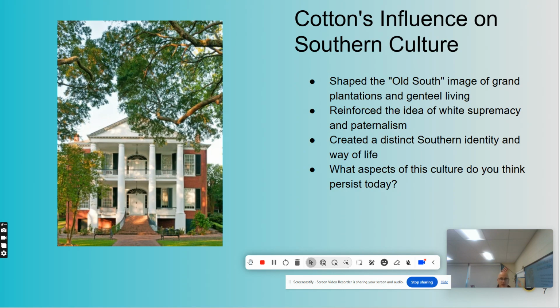Cotton's influence on Southern culture. Cotton is going to shape the Old South image of grand plantations and genteel living. That's a perfect example of a Southern plantation building. Now that's a modern picture, but certainly that would be the style of a lot of these plantation buildings. Cotton's influence is going to reinforce the idea of white supremacy and paternalism.